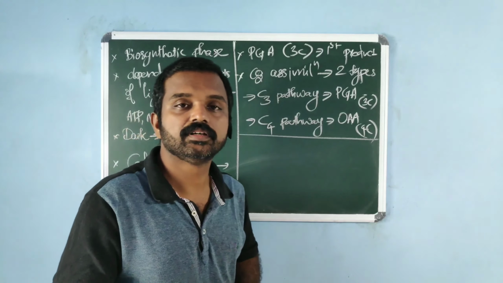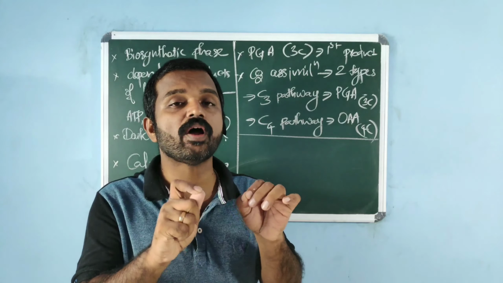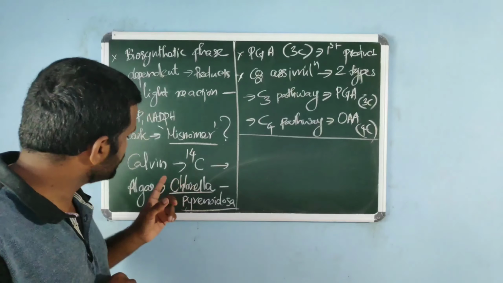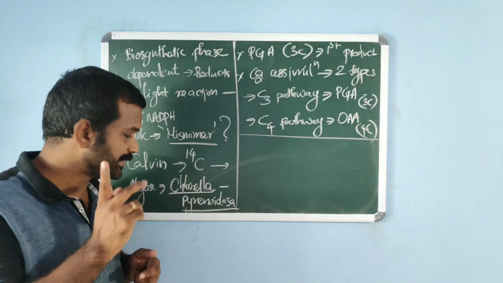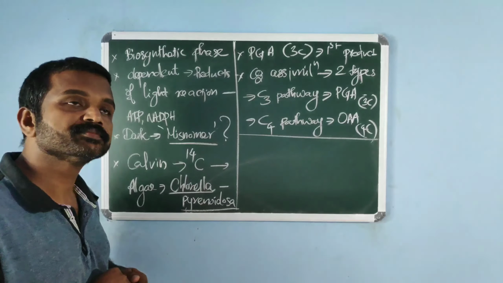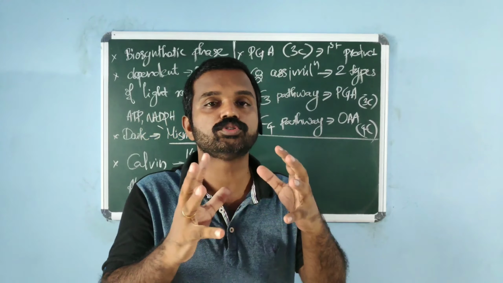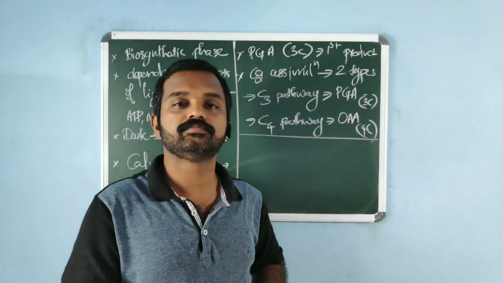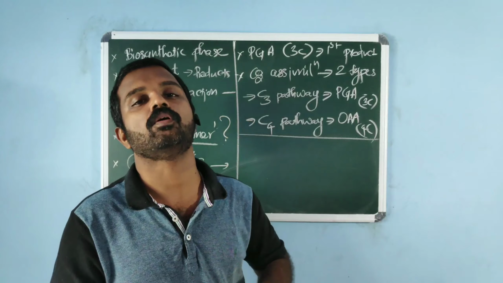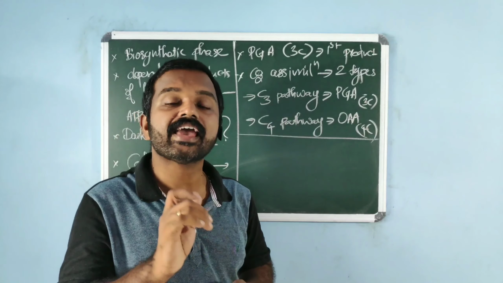Melvin Calvin conducted an experiment by using a radioactive isotope of carbon, that is C14, in algal photosynthesis. That is an algae named Chlorella pyrenoidosa. In this experiment, he found that the first stable product of carbon dioxide fixation is a 3-carbon compound, and it is named PGA, phosphoglyceric acid.